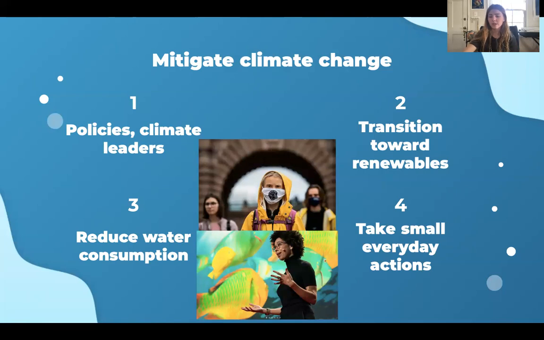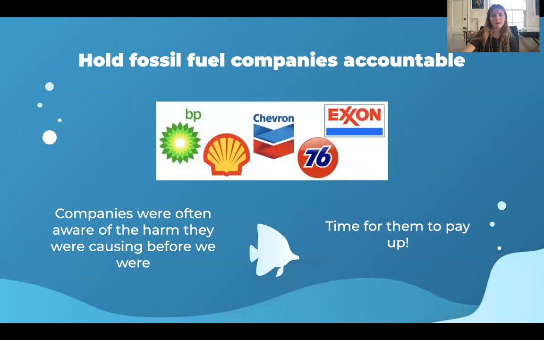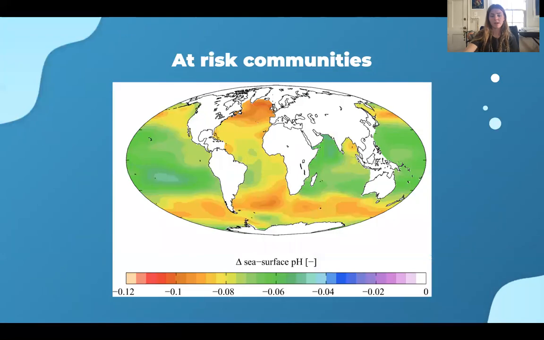Transition towards renewable energy. Again, that's more on a voting kind of scale, but also in your own life. Reducing your water consumption and taking small everyday actions like eating less meat and things like that. The next step is holding fossil fuel companies accountable. These are just some of the big names for fossil fuel companies, and it's time for them to pay up basically because they're profiting from themselves causing ocean acidification.